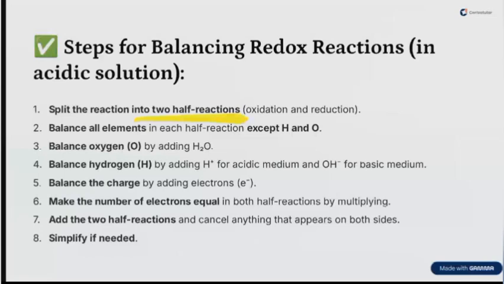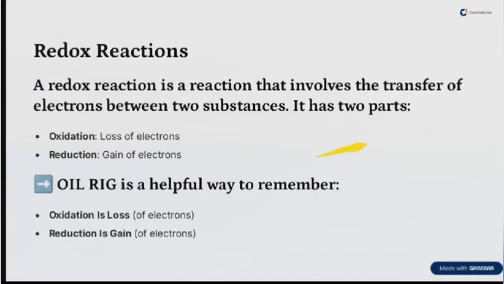The next is balancing all elements in each half reaction, except hydrogen and oxygen. This second step is very important. You balance every reaction. When we get to the example, I think all these things we are listing out here would make more sense. The next step after that is balancing oxygen by adding water, and balancing hydrogen by adding H plus for acidic medium or OH minus for basic medium.